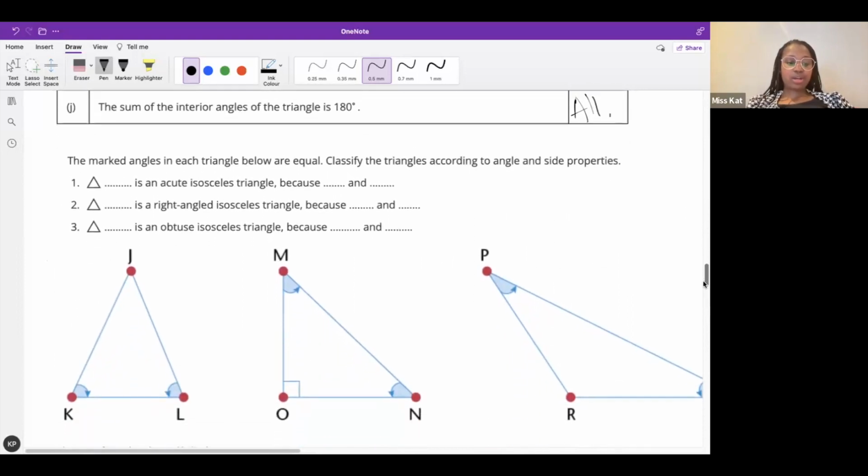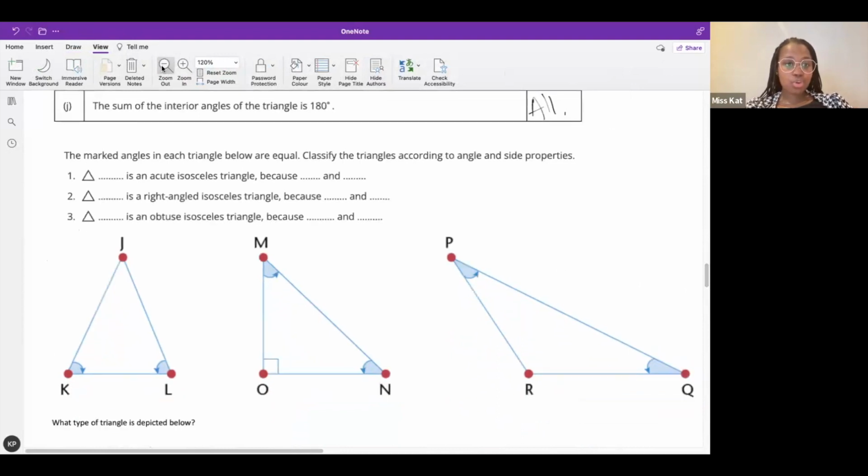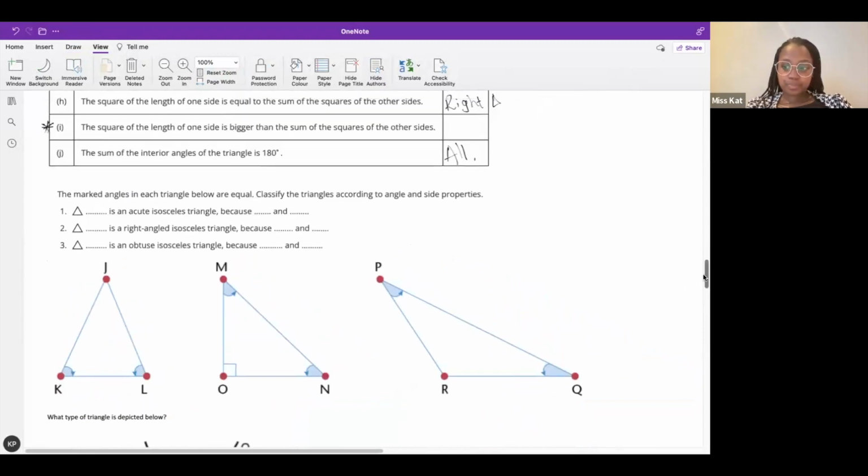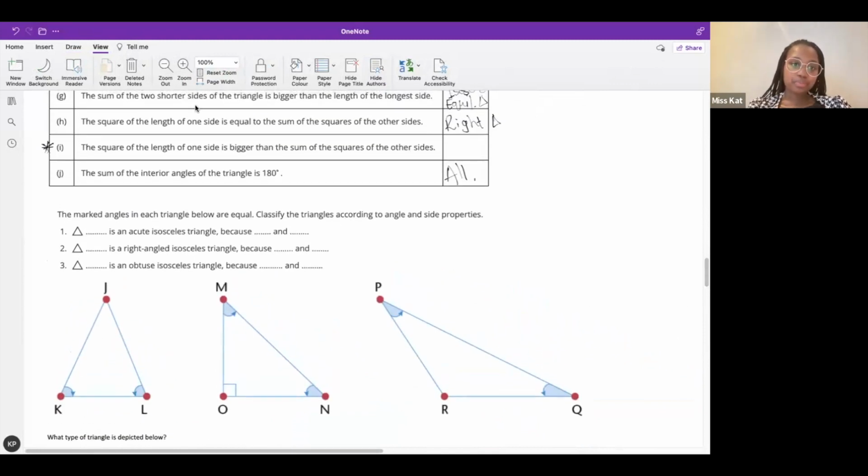Now we're going to look at 3 triangles, and I have to zoom out. Whoever couldn't see, now it's time for me to zoom out. I'm sorry. Please try zooming in on your screen so we can see our 3 triangles. There we go. So you guys are going to have to tell me, for example, number 1 says triangle something is an acute isosceles triangle because of this and that. So we want 2 reasons for what you are saying. You're going to classify these triangles and give me 2 reasons why you are classifying them the way you do.